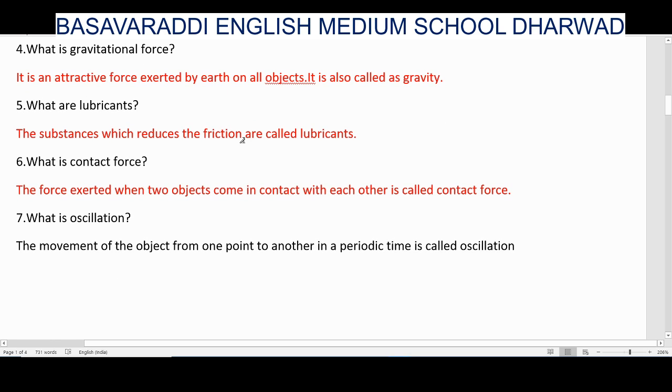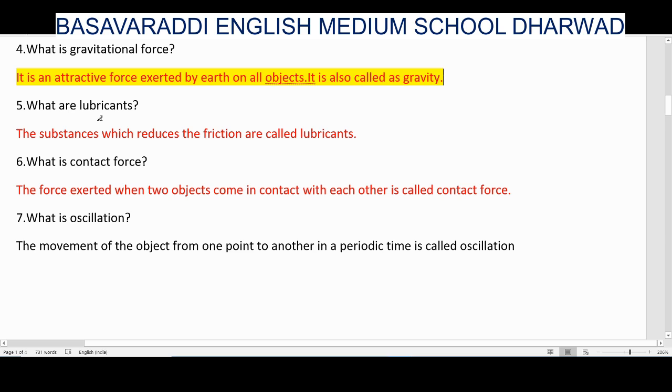What is gravitational force? Gravitational force is an attractive force which is exerted by earth on all objects, and it is also called gravity. When we are talking about gravitational force, it is not only exerted by earth, but by each and every object present on this planet.